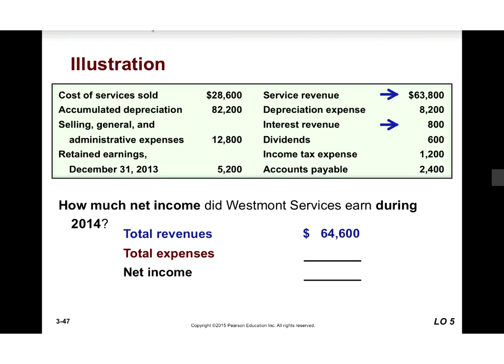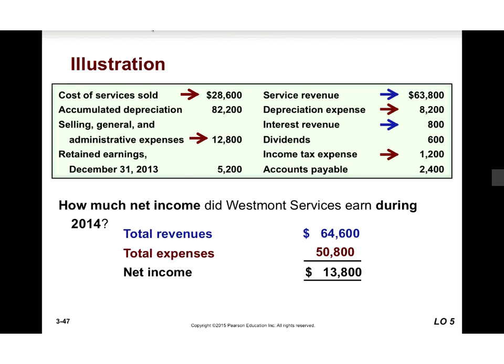Okay, revenues, that's from our revenue closing entry too. Our expenses are from our expense closing entry. Our net income is $13,800. Notice that dividends do not reduce net income. Dividends never impact net income.